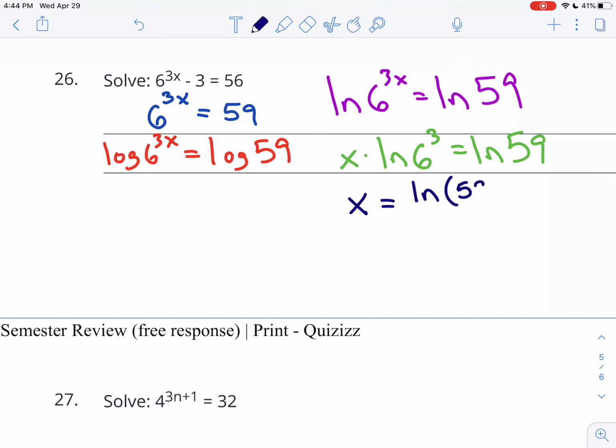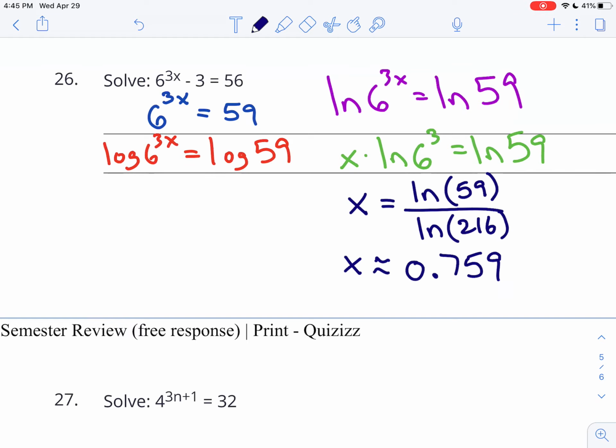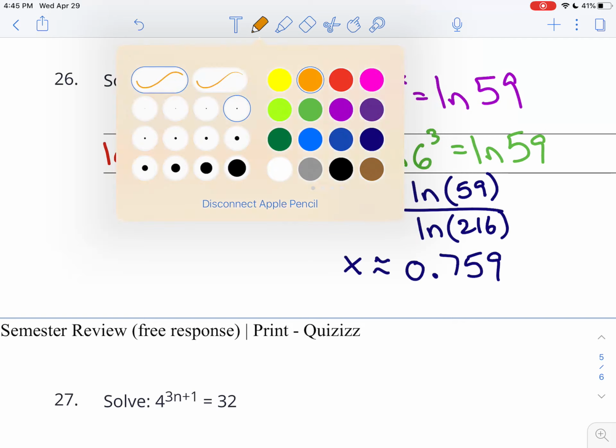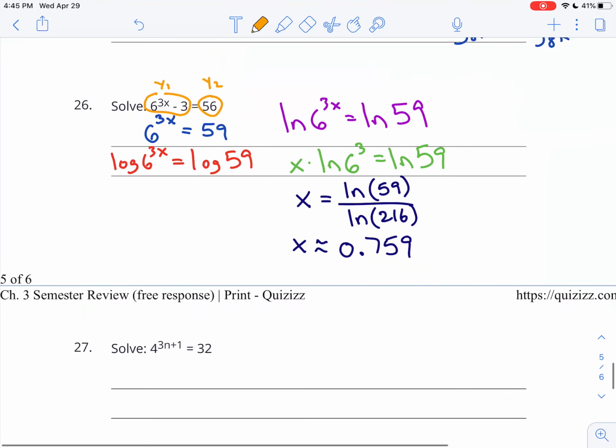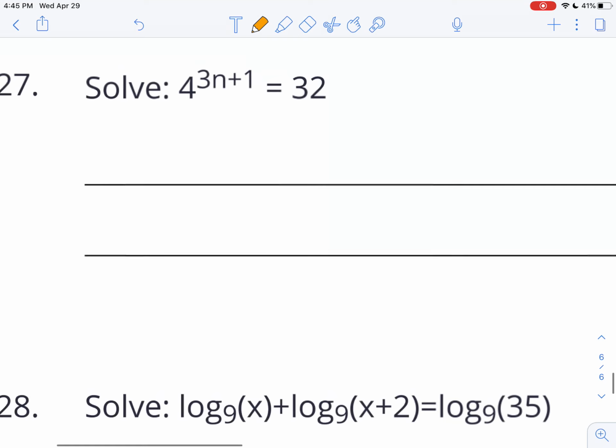Now, when you do go to type this in your calculator, make sure you close the parentheses on the 59. So I could type in 6 to the third, I could type in 216, and so that's a fine answer. Chances are on a final we'd probably have a decimal, who knows. So let's go with 0.759. And just a quick reminder that you can always check these answers. This could be y1, this could be y2, and you could use your graph to check that, just to make sure it's right.